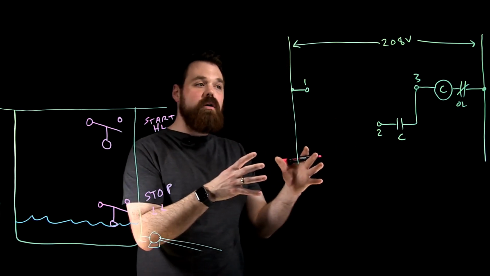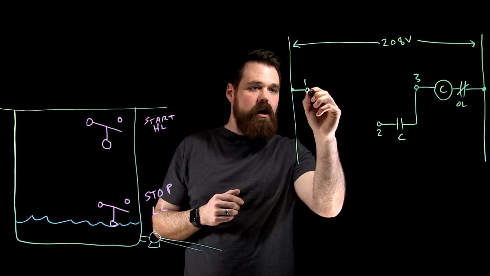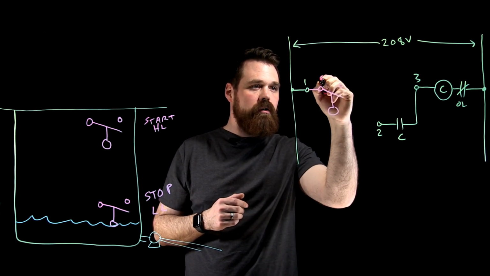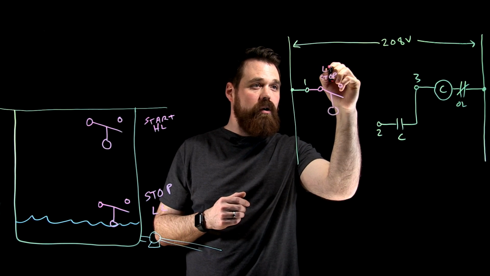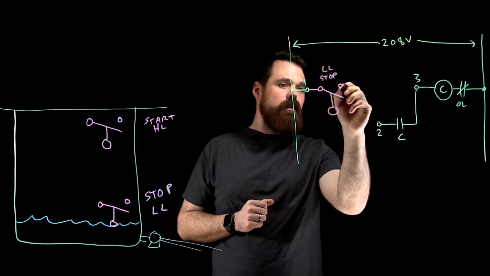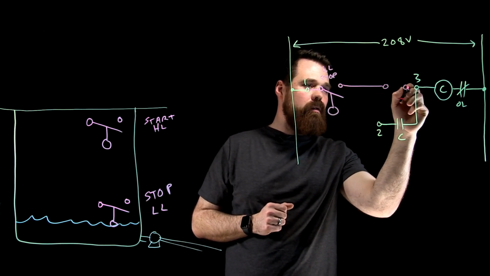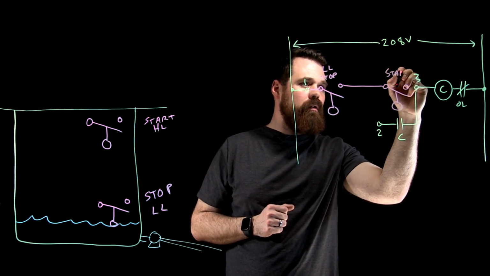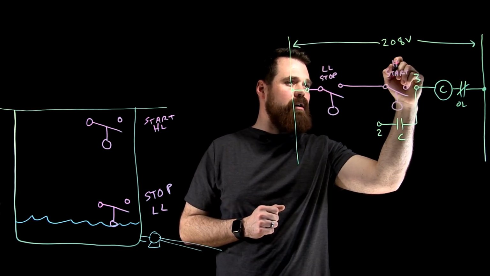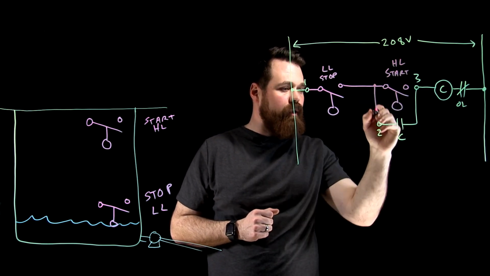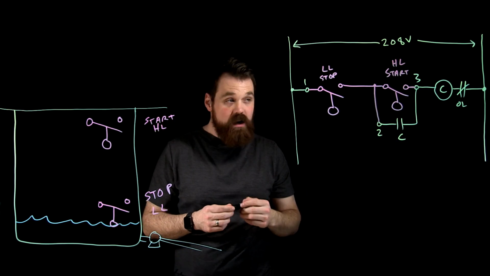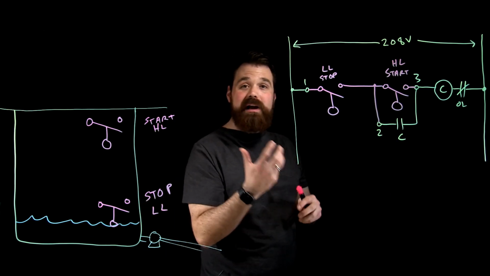So let's put that into our drawing, okay? So we have our stop, which we said was a normally open switch, or we called it our low level. That's when we want it to stop. And we come over to our start, same thing. Normally open switch, that's our high level. Connect that up to NEMA 2 on the left, connect that to NEMA 3 on the right. So that's what our control circuit would look like.